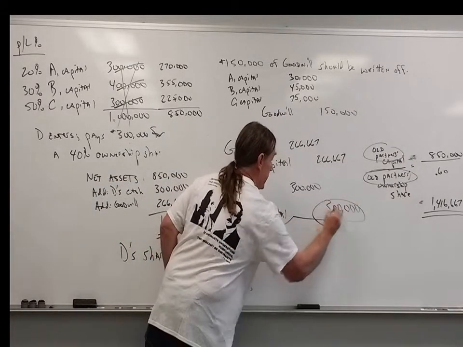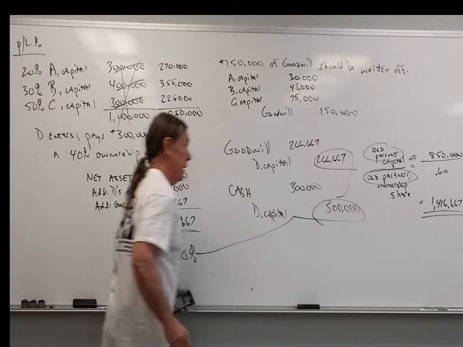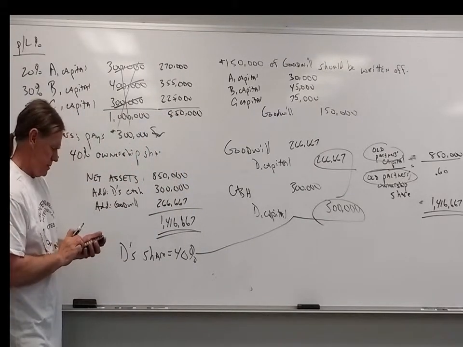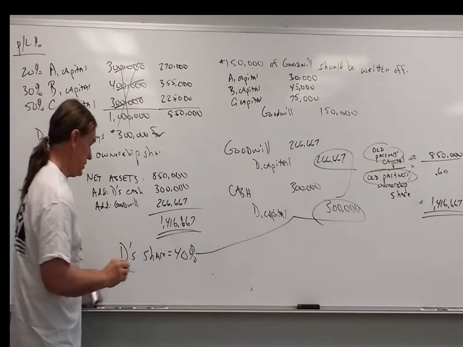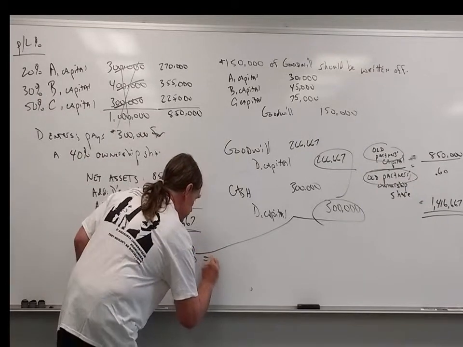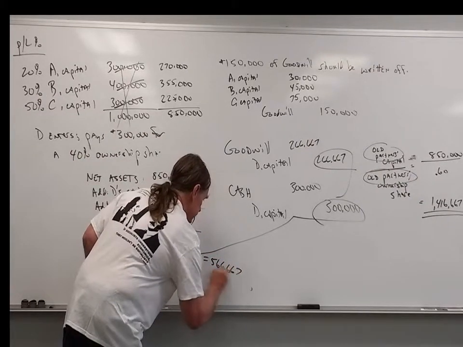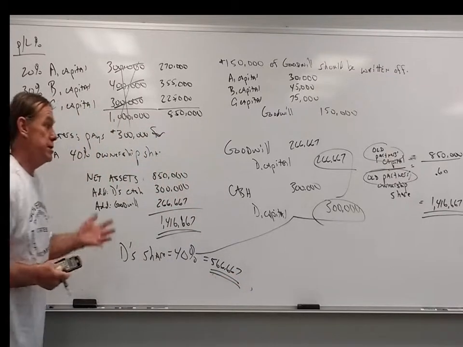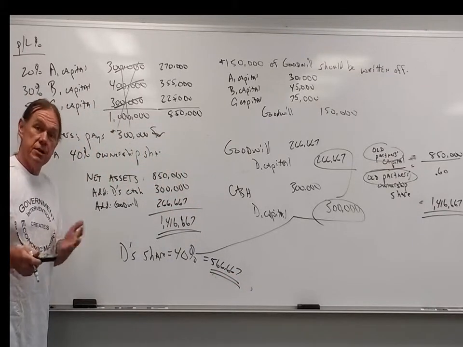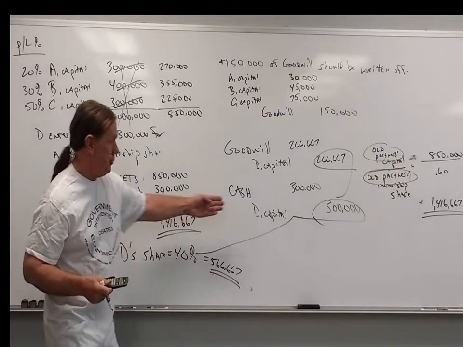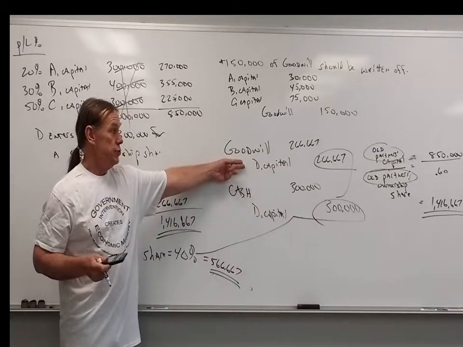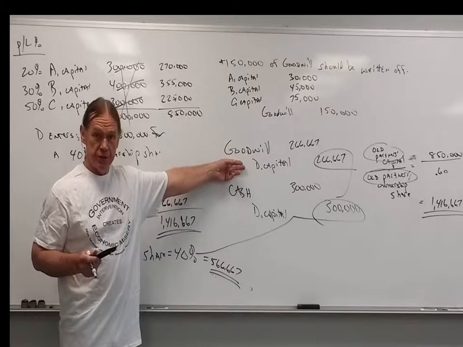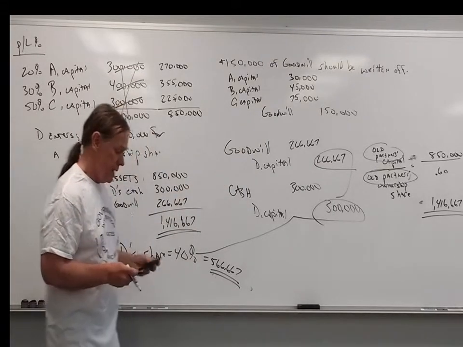So $1,416,667 times 0.4 is $566,667. Which is precisely what we gave to D as his capital balance. And his capital balance was the $300,000 in cash that they actually paid in, plus this goodwill of $266,667 that he contributed.